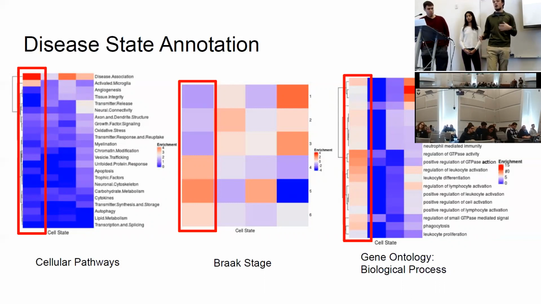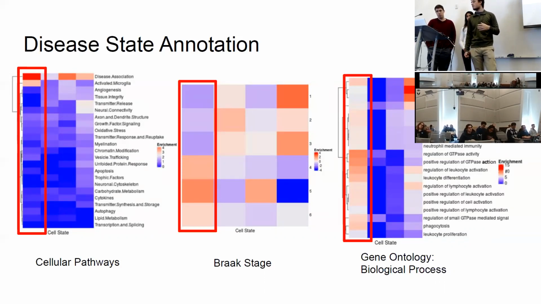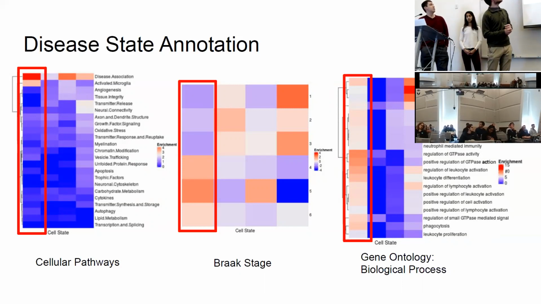And then as we were exploring our data, we also looked at the enrichment for these different cell states for different GO terms. And we found that the first cell state was highly enriched for GTPase activity regulation. I thought it was particularly interesting to note that fourth cell state there, which is reversed in the Braak stage, so less enrichment in later stages, has strong enrichment for T cell activation and immune pathways, which indicates that maybe there is a stronger immune response at the earlier stages.